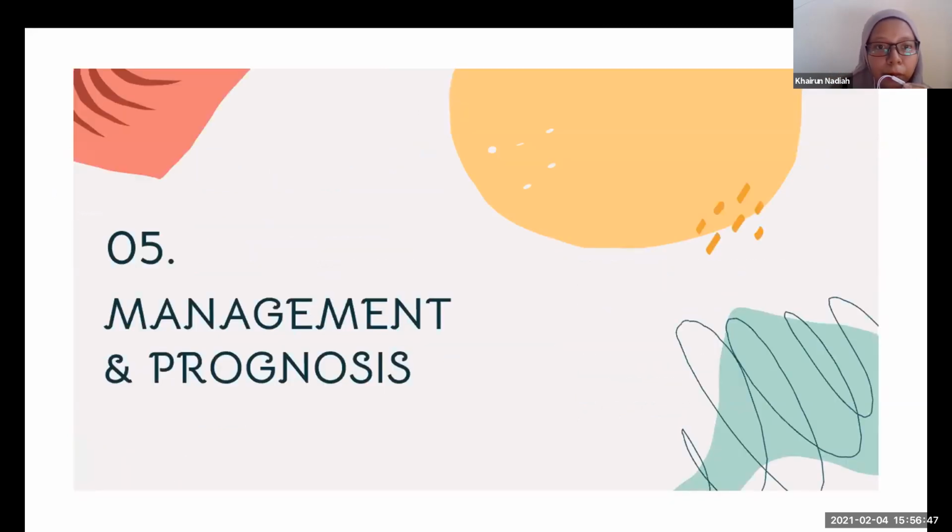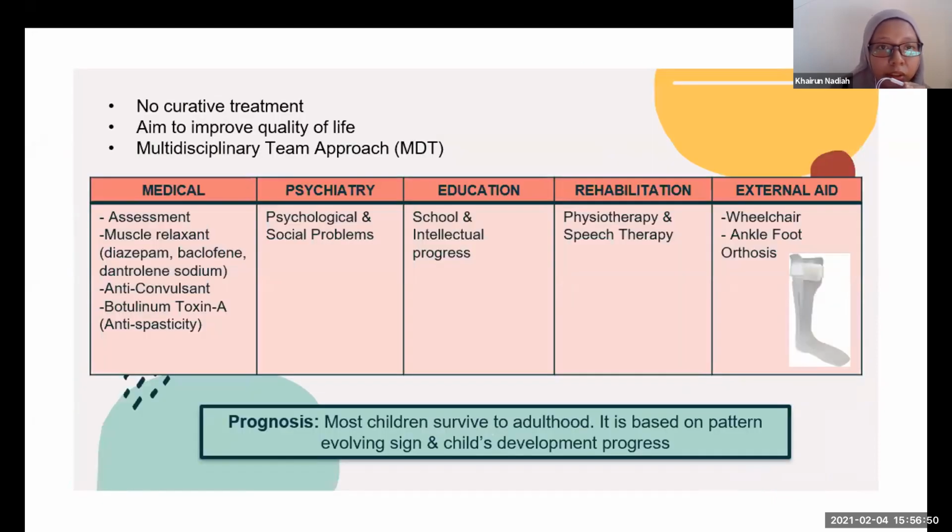So for the management and prognosis, there is no curative treatment. The aim is to improve quality of life, and it is a multidisciplinary team approach, NDT. So for the medical, we need to assess the patient, how the patient's condition is and so on. And if the patient needs a muscle relaxer, we can give diazepam, baclofen, dantrolene sodium. And if the patient develops seizure, we can give anticonvulsant. Another one is botulinum toxin A. It is used for antispasticity, but the effect is only temporary.